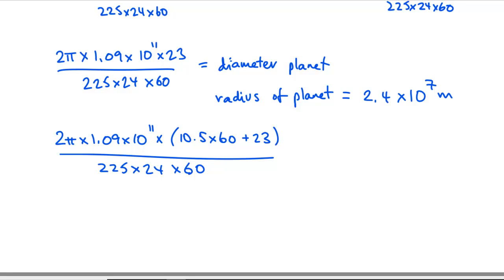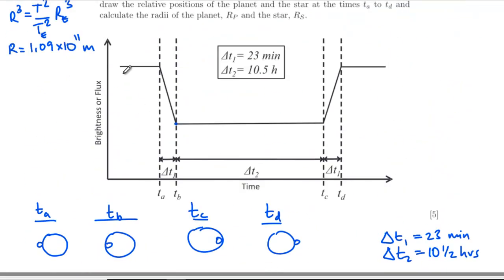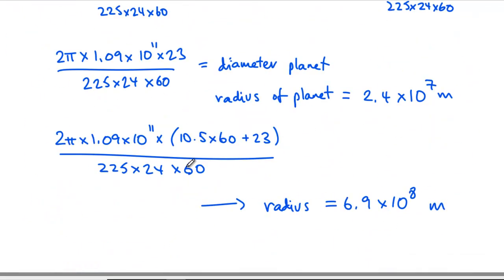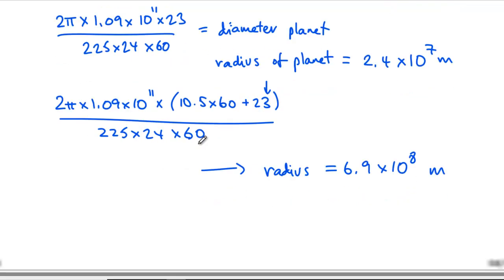So that's come out as 6.9 times 10 to the 8. So radius equals 6.9 times 10 to the 8 meters. That was quite a full-on question, but not bad. There's a bit of interpretation to do there, and it would probably be quite easy to lose this 23 here and not get the full diameter of the star, but otherwise that wasn't bad.